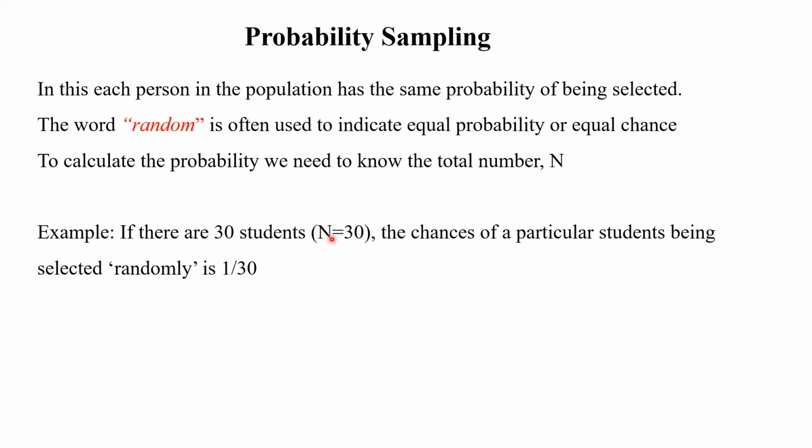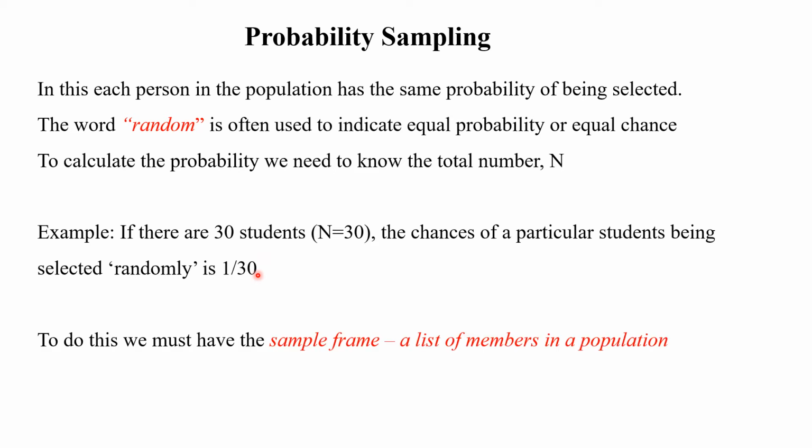So in probability sampling, we talk about random. What it means is we need to know the denominator, and then how many you want to select. We select just one randomly. So the probability of this person being selected will be 1 over 30. Right. To do this, we must have a sample frame. Just now I said if there are 30 students. How do I know this?